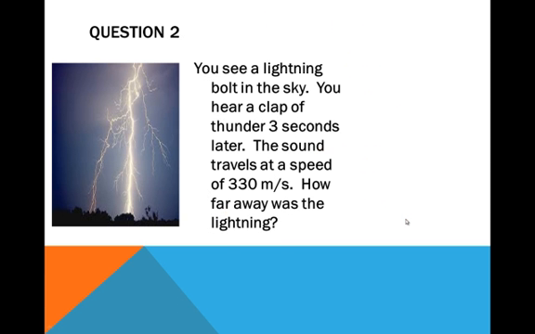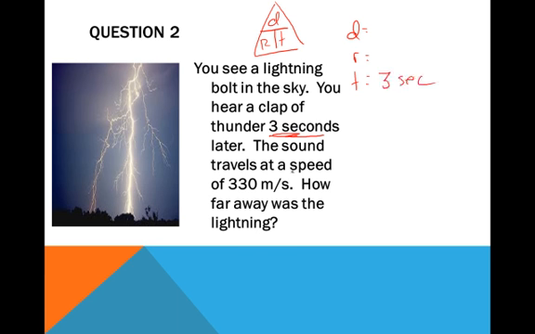Now in the second question, it says, you see a lightning bolt in the sky. You hear a clap of thunder 3 seconds later. The sound travels at the speed of 330 meters per second. How far away was the lightning? Okay, so again, we have to use D over RT, that little triangle, and I'm just going to list D, R, T here on the side. So it says here 3 seconds. Seconds is time. So we're going to put 3 seconds here.